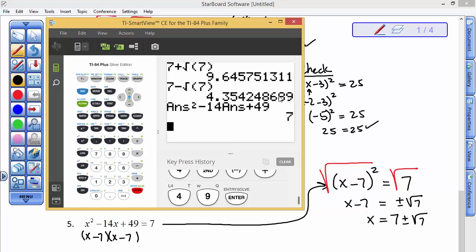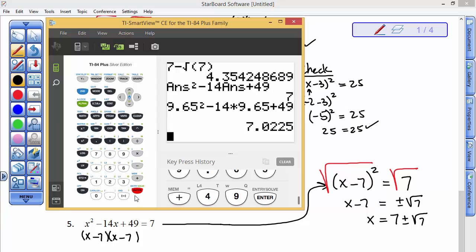I used all these decimal places. If I just use 9.65, so if I go 9.65 and square it, minus 14 times 9.65, plus the 49, I won't quite get 7, but I'll get really close. But I only used 2 decimal places that time. So again, I can check my answers.